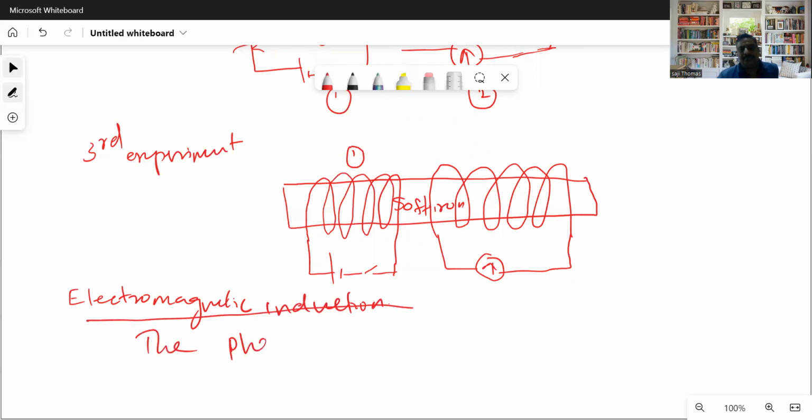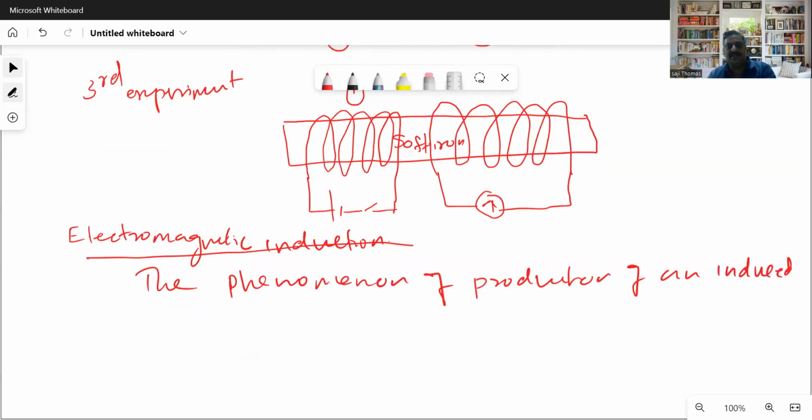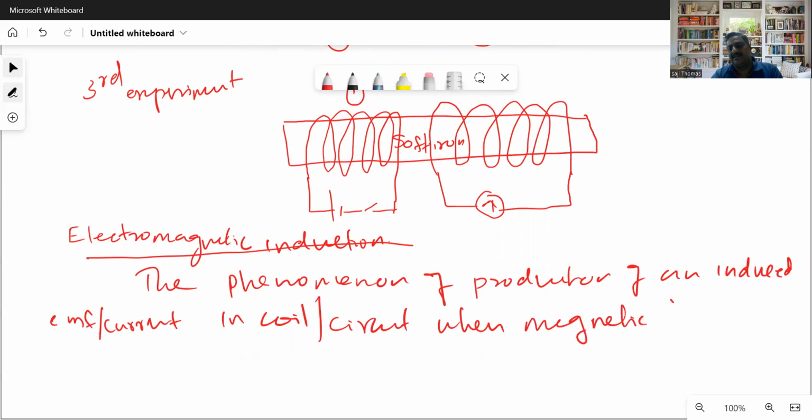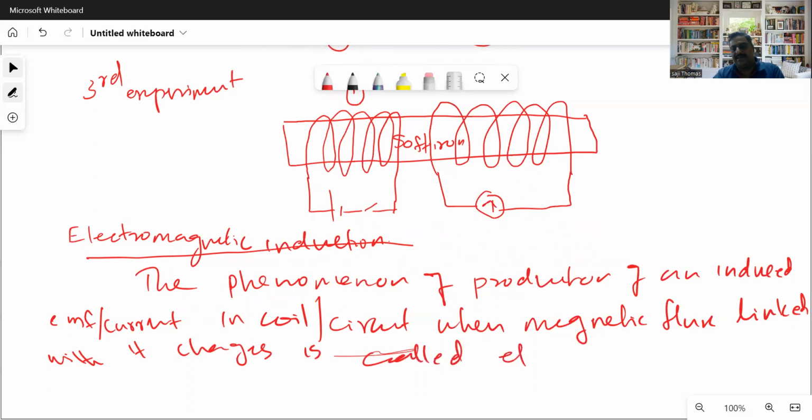The phenomenon of production of an induced EMF or current in a coil or circuit when magnetic flux linked with it changes is called electromagnetic induction.